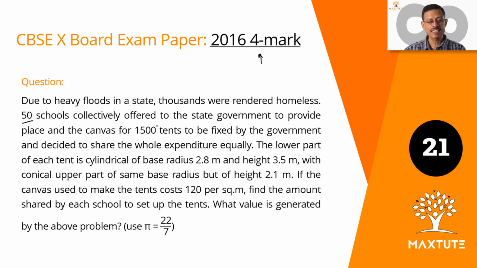50 schools collectively offered to the state government to provide place and canvas for 1,500 tents to be fixed by the government and desired to share the entire expenditure equally. 50 schools, 1,500 tents, they're sharing the expenses equally.